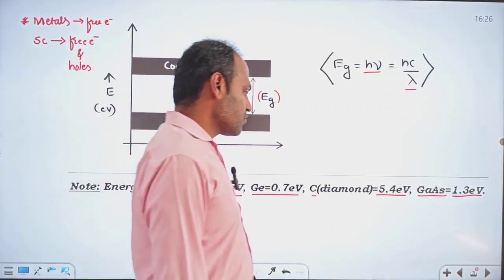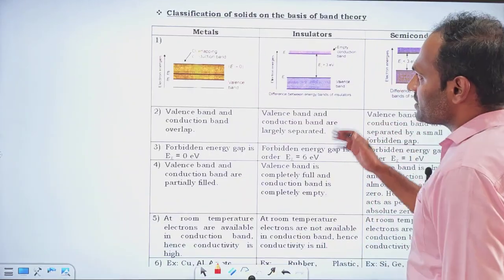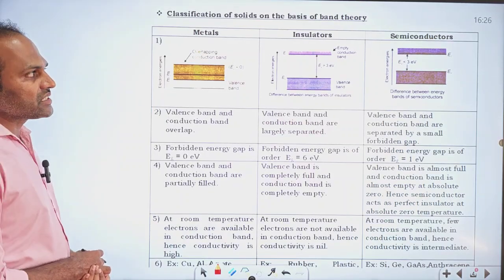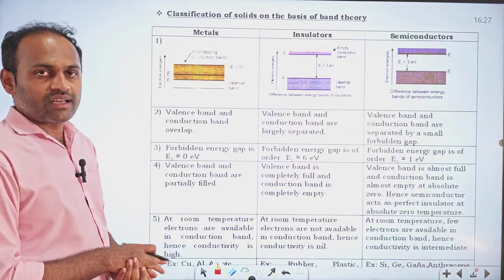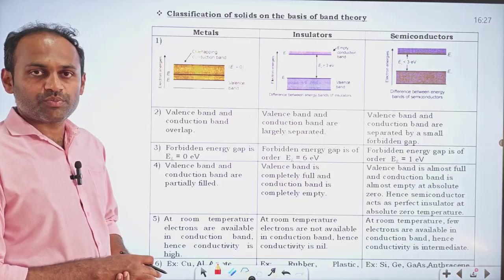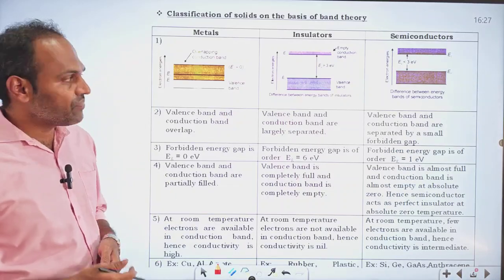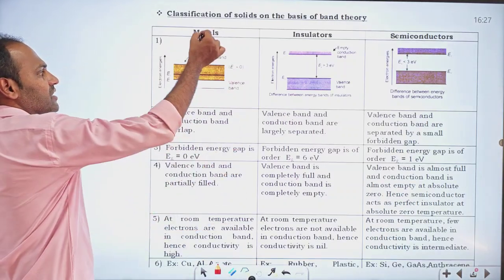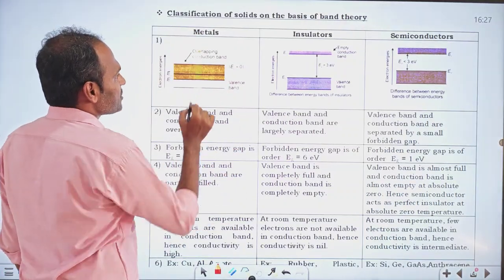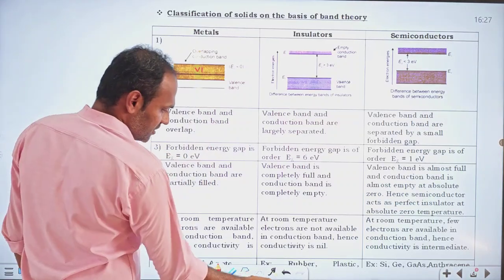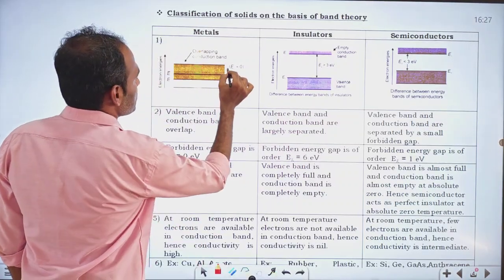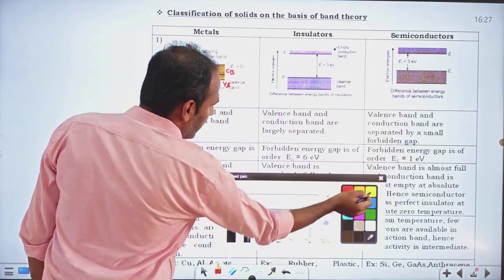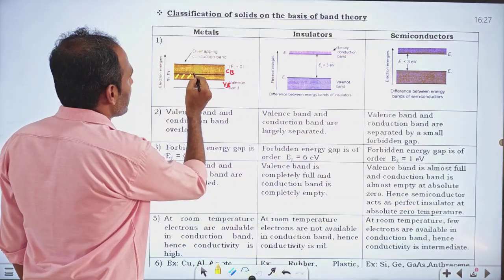Okay, let us go to the next concept. Here we have the classification, the difference between metals, insulators and semiconductors. First we also wrote the difference between metals, insulators and semiconductors, but that was on the basis of conductivity and resistivity. This is on the basis of band theory. So in metals, this is the conduction band and this is the valence band. Both bands are getting overlapped.